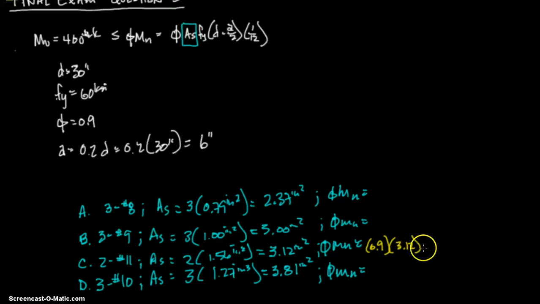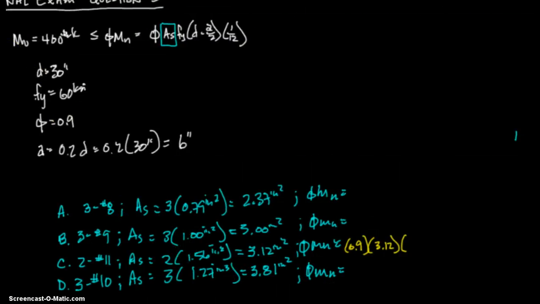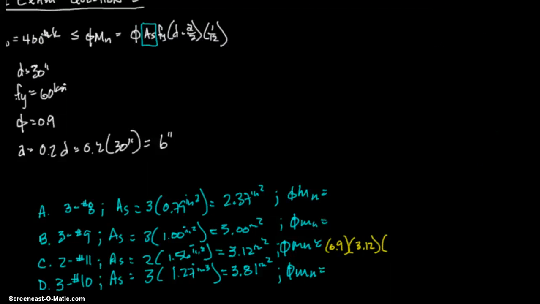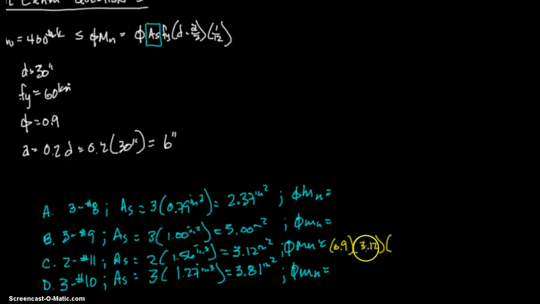3.12. I'm not going to include the units, just because I'm running out of space here. Phi As Fy is always going to be 60 ksi. d is going to be 30 inches minus a, which we said is 6 inches, divided by 2, and that's all divided by 12 to get to feet. So 0.9 times 3.12 times 60 times 30 minus 6 divided by 2, divided by 12.